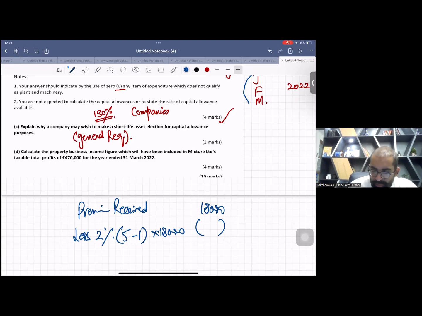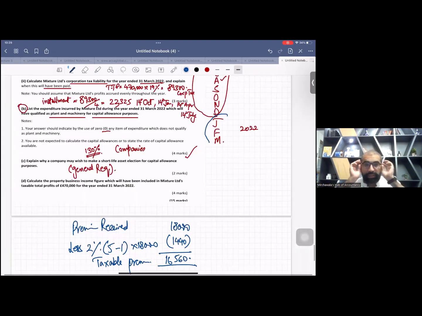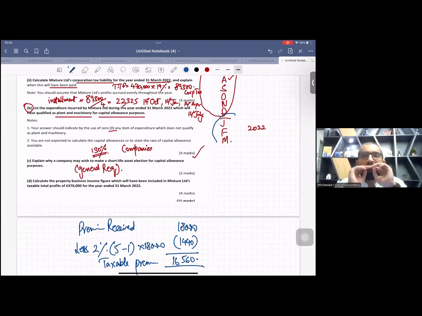It's 1,440. Thank you. So this is your taxable premium, which will be included as a property income. Taxable premium, how much? 16,560. Thank you. This 16,560 will be included as a taxable property income. Okay. Again, this is not difficult. It has been done many times in the class.